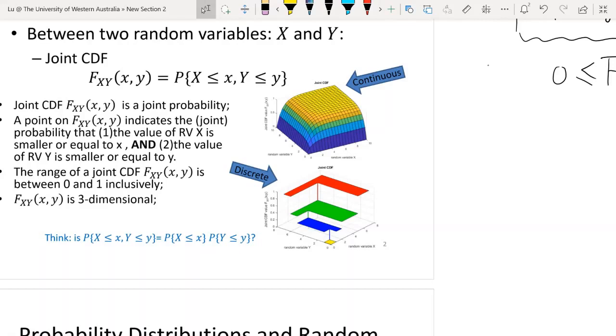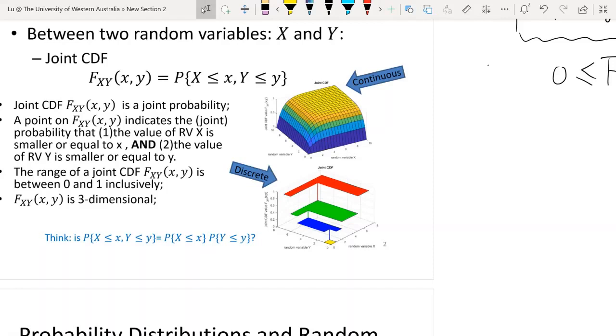For discrete random variable cases, it's the same. The only difference is that the shape of the surface of the cumulative distribution function for discrete random variables x and y does not go up smoothly. It becomes a so-called stepwise style. This is totally because we get discrete impulses, discrete probabilities, when x and y values are defined for the discrete random variable cases. Okay, these are the main features regarding the joint CDF.